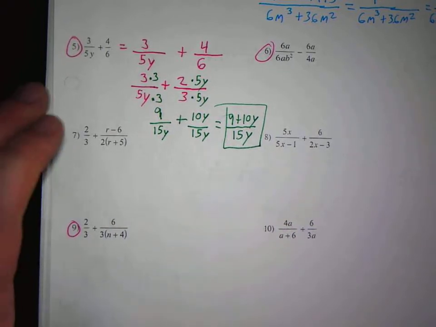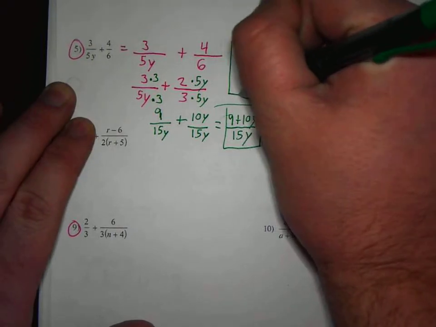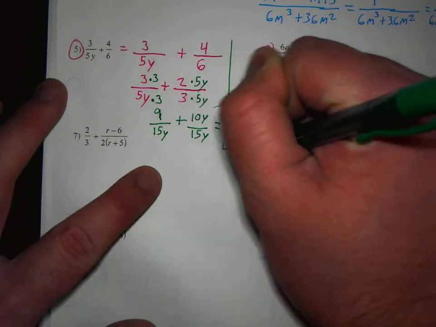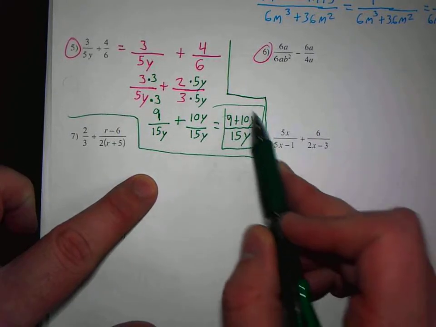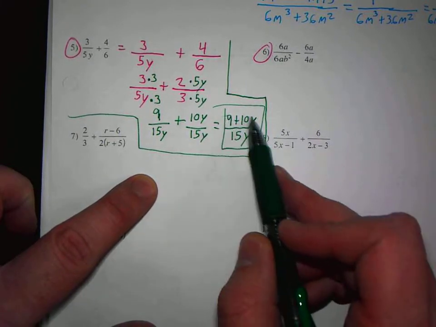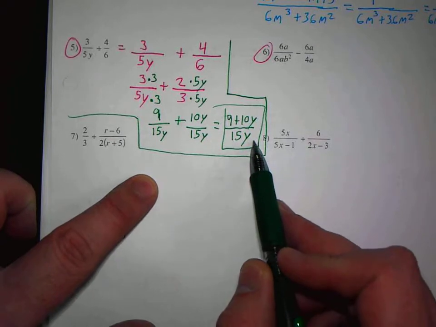Okay. I'm going to put a little line here. No. You cannot cross off the y's because this is 9 plus 10y. The factor is 9 plus 10y. You have to have a 9 plus 10y here. Okay.